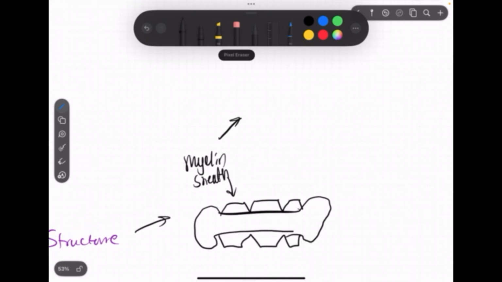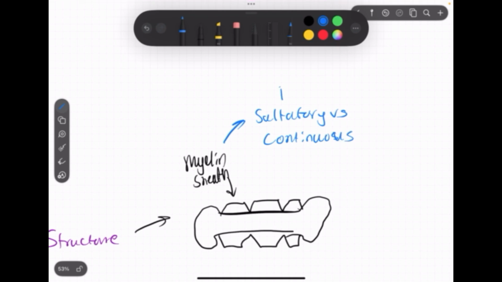If I have a myelin sheath, and again, whenever it's not related to the direct topic, maybe do a different color. Myelin sheath, I'm going to relate it to saltatory versus continuous conduction. Yeah? You can make that link. And then maybe saltatory conduction I'll mention is faster. Cool, we've made a link there.